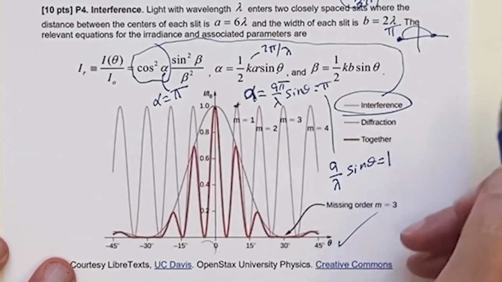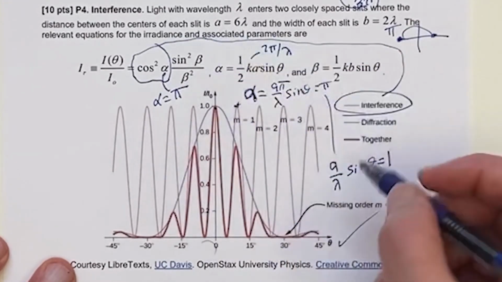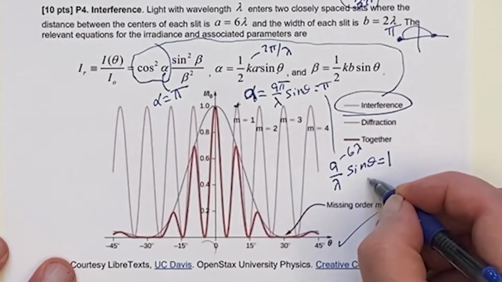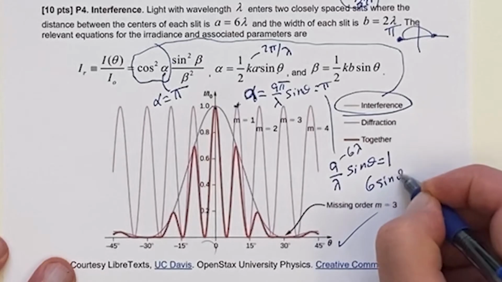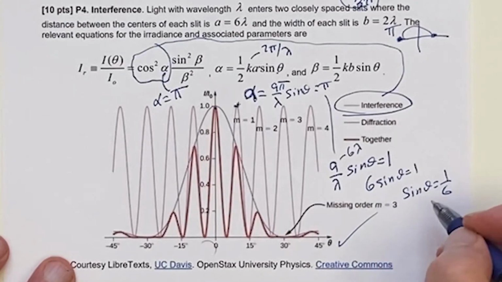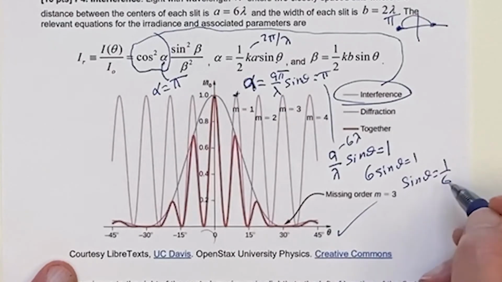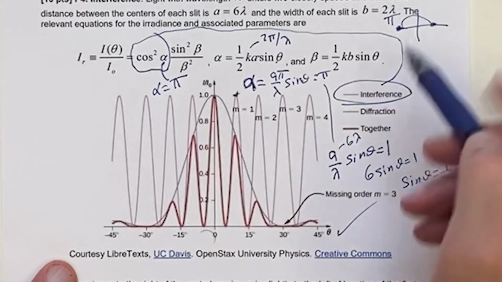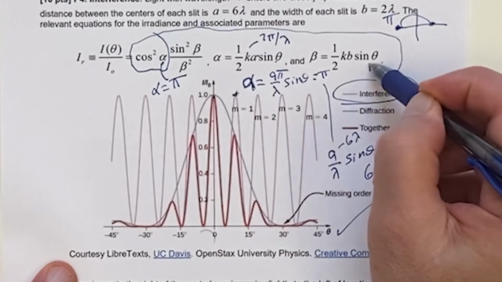Now we also know that it's given that the a is 6 lambda. So if the a is 6 lambda, then you have 6 times the sine of theta is 1, which means the sine of theta is 1 over 6. That is important information because I have to figure out what beta is. So this is what I need here to go up into there.